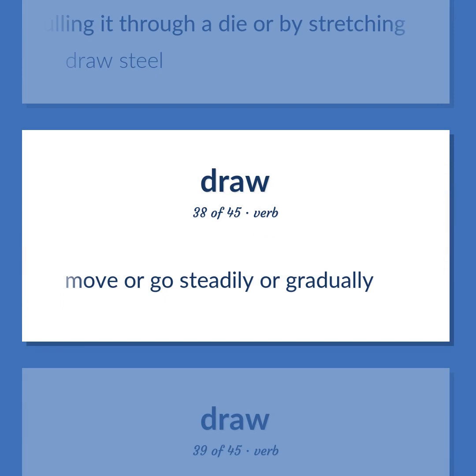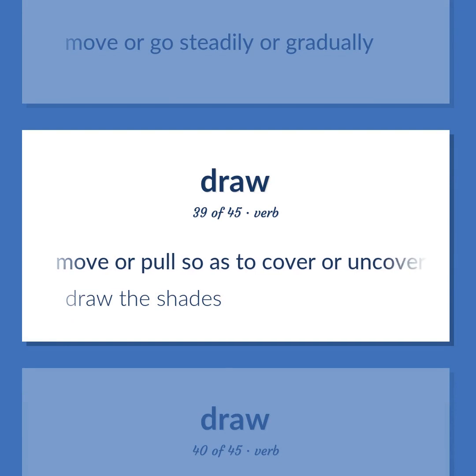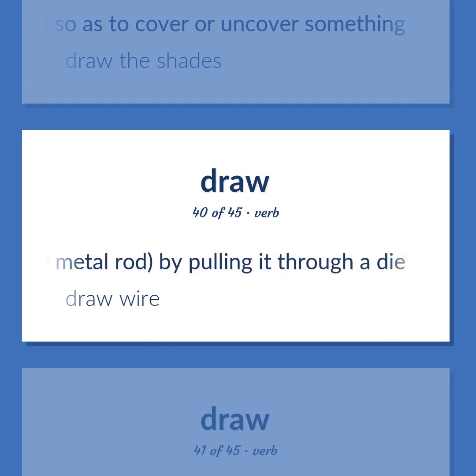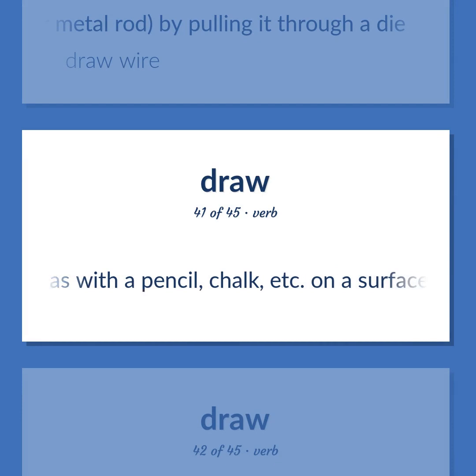Move or go steadily or gradually. Move or pull so as to cover or uncover something. Draw the shades. Reduce the diameter of a wire or metal rod by pulling it through a die. Draw wire. Represent by making a drawing of, as with a pencil, chalk, etc., on a surface.